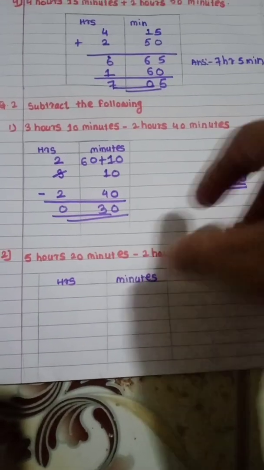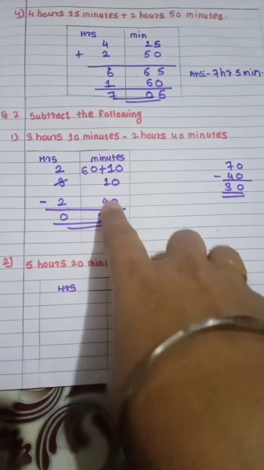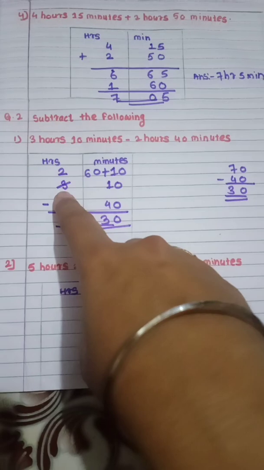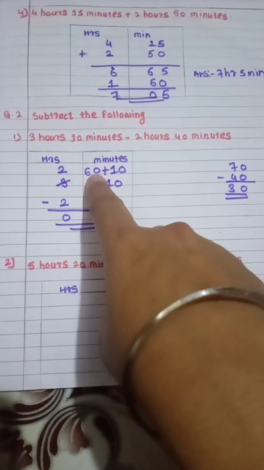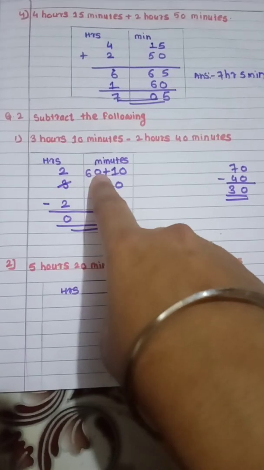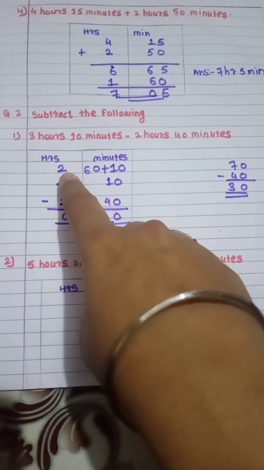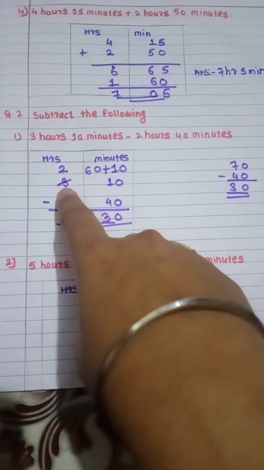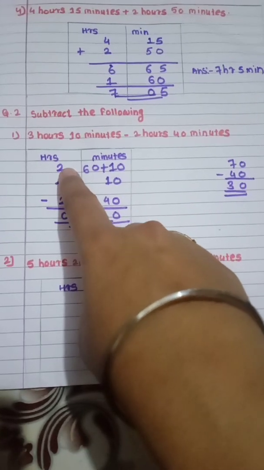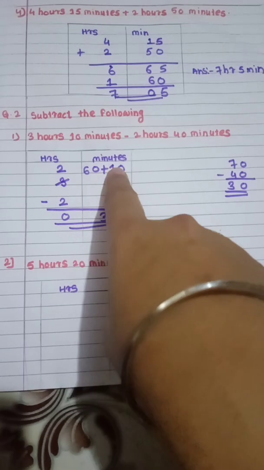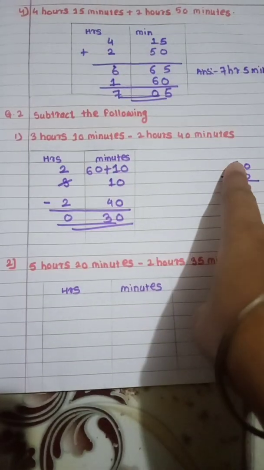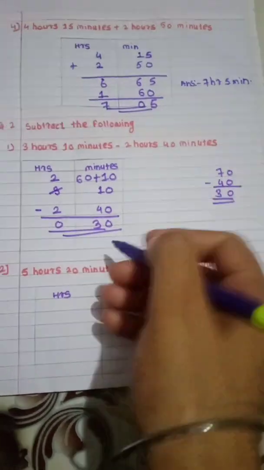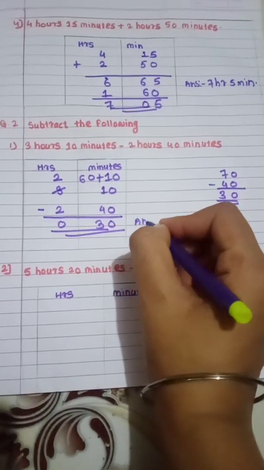Understood? I will explain once again. See, 40 cannot be subtracted from the 10. So I have borrowed 60 from hours. I have borrowed 60 minutes. So when 60 minutes go here, 2 will be remaining. Why? Because 60 minutes means 1 hour. So 1 will be deducted from the 3. So 2 will be the remaining. And 60 plus this 10 minutes is equal to 70 minutes. So 70 minus 40 is 30. So my answer is 30 minutes.